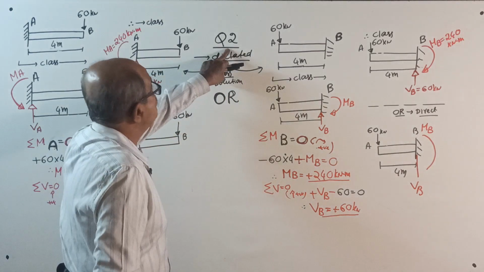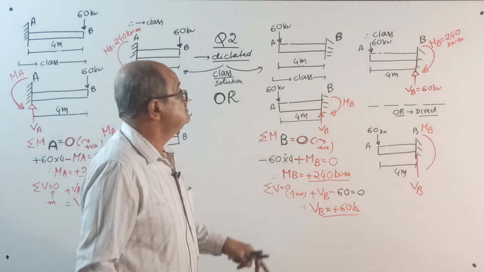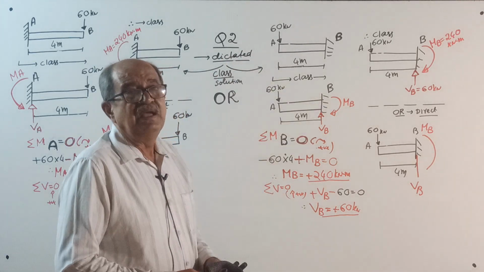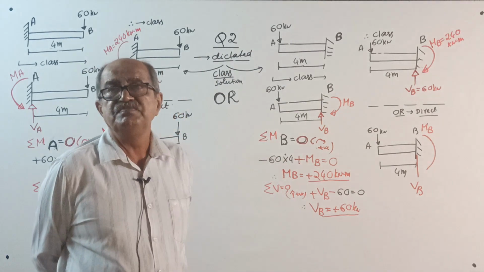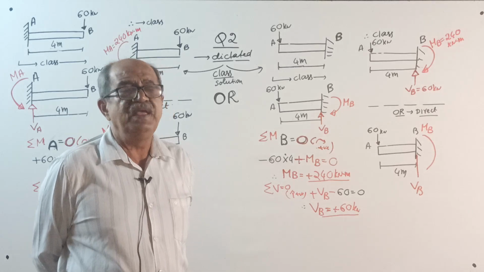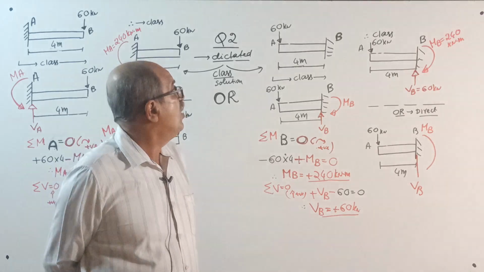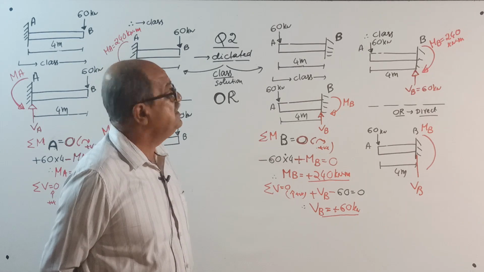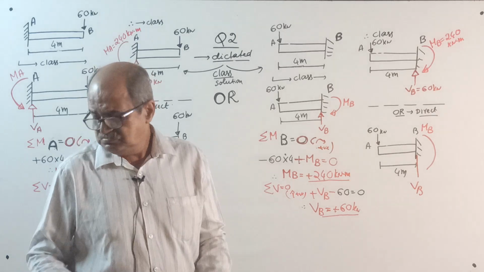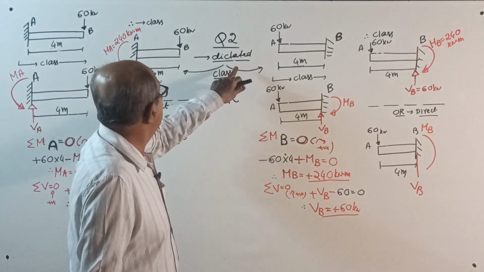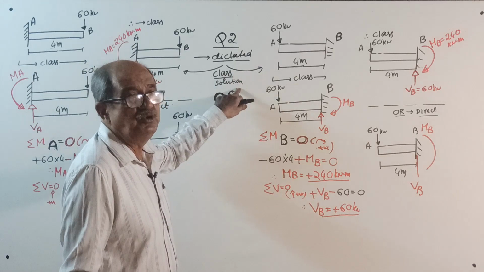Now question 2, dictated. I will dictate the question now. A cantilever beam is of length 4 meter. It is loaded by a concentrated load of magnitude 60 kilonewton at the free end. Find reactions at support. Question given.